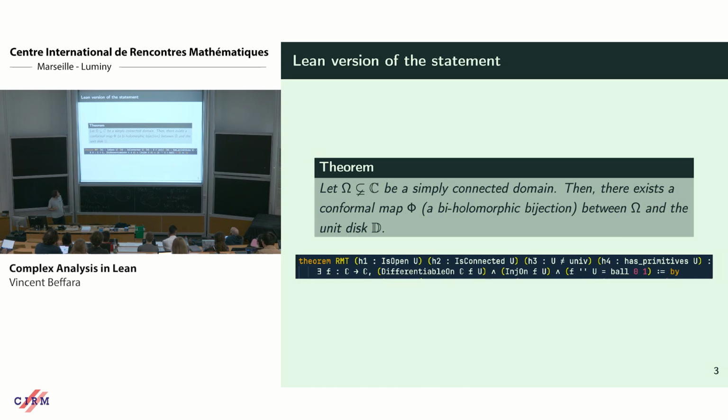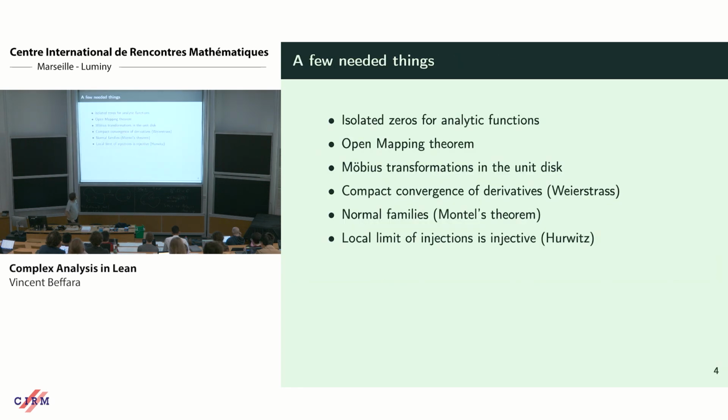So this is the statement, and this is what I proved. So it's not the full Riemann mapping theorem, because this assumption H4 here is not exactly the same as in the theorem. And I will come back to this in the third part of the talk. Okay, so what did we need?